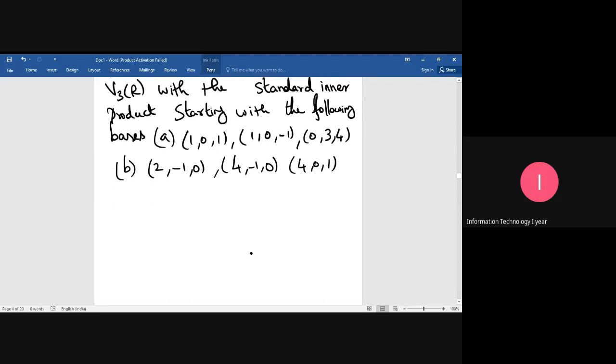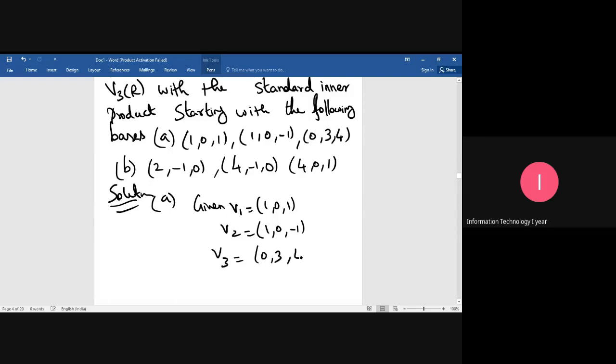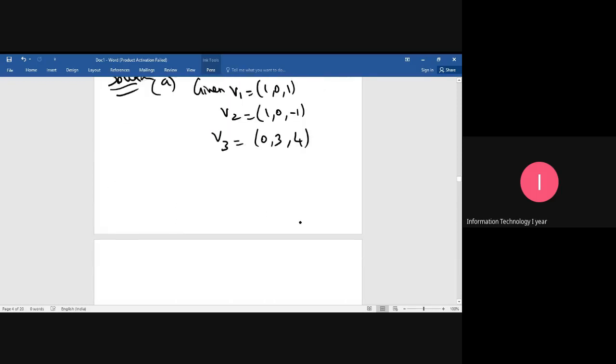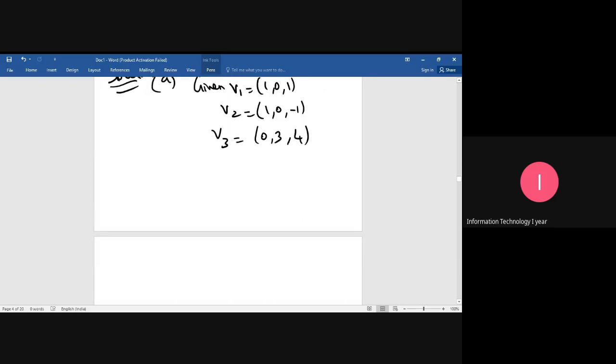First we find the answer to the first question. Solution of A. What is given? Take B1 as the first vector, 1 comma 0 comma 1. B2 is the second vector, 1 comma 0 comma minus 1. B3 is 0 comma 3 comma 4. We find the orthonormal basis. First we calculate the orthogonal basis, W1, W2 and W3.